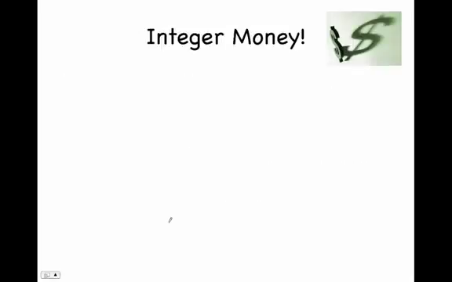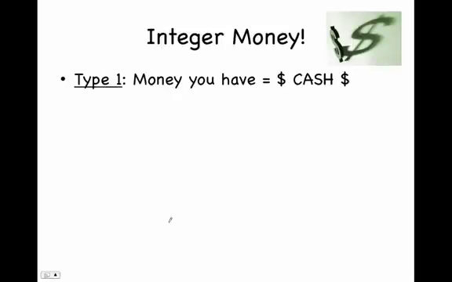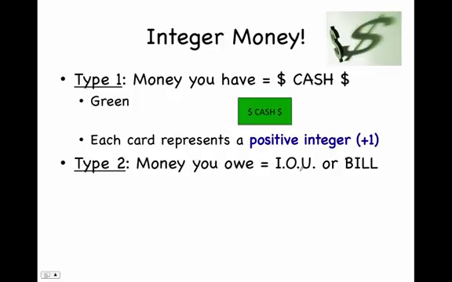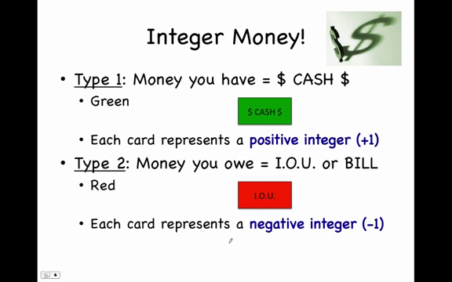Okay, so let's move on and talk about integer money again. Now the rules are just the same as for addition. We have two types of money. We have money we have, which is cash in green. Now each card represents a positive integer, or positive $1. And we also have money that we owe, an IOU or bill, which is red. And each card here represents a negative integer, $1 owed, or -1.